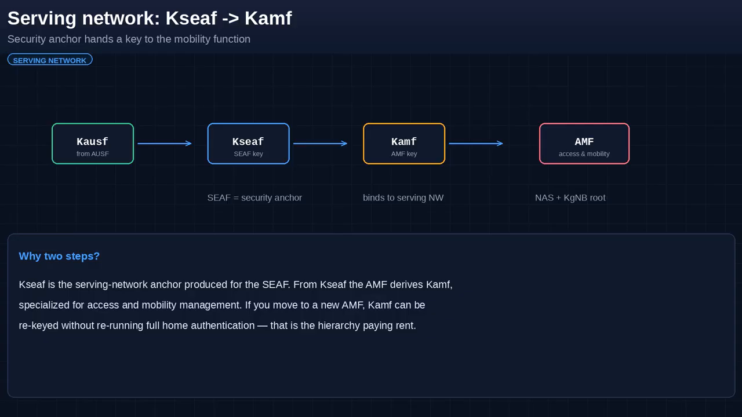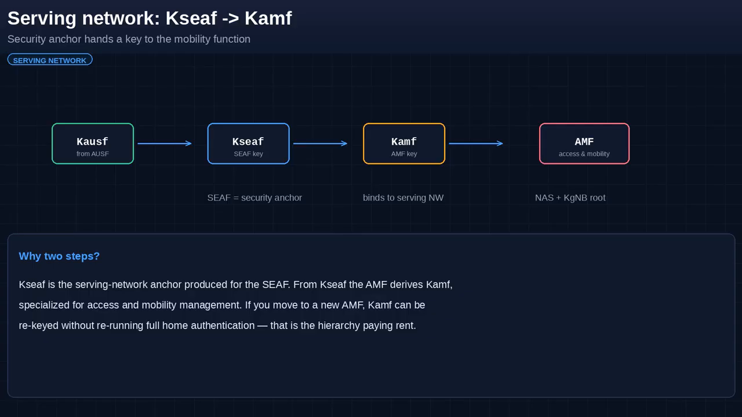You might keep the same SEAF anchor while the AMF changes during mobility. Or you might rederive KAMF horizontally when policy says the old AMF should not keep decrypting your NAS.